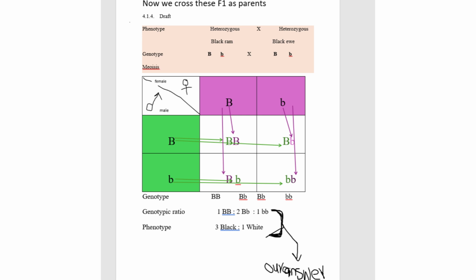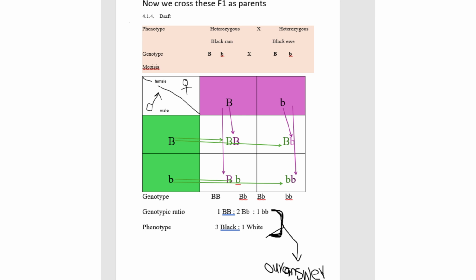My black ram, I'm going to cross it with my black ewe. That's my phenotype, and heterozygous Bb is my genotype. So this capital letter B and small letter b is crossed with the capital letter B and small letter b of the other black parent.